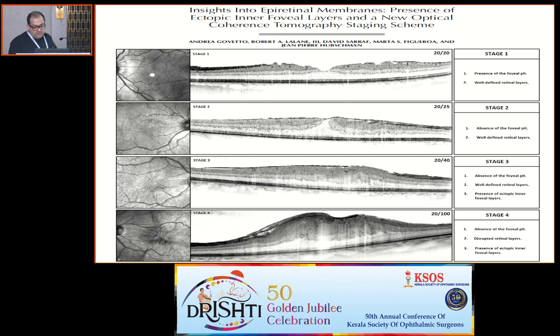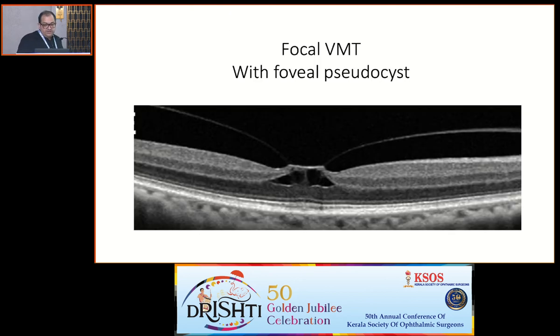In stage 2, you can see an inversion of the foveal depression along with the presence of the epiretinal membrane. In the third stage, you see that the foveal pit is almost absent and there is a presence of ectopic inner foveal layers. And stage 4 is when the severe level of metamorphopsia tends to develop. Along with the ERM, epiretinal membrane, you can see the disrupted retinal layers and the features which are present in the previous stages.